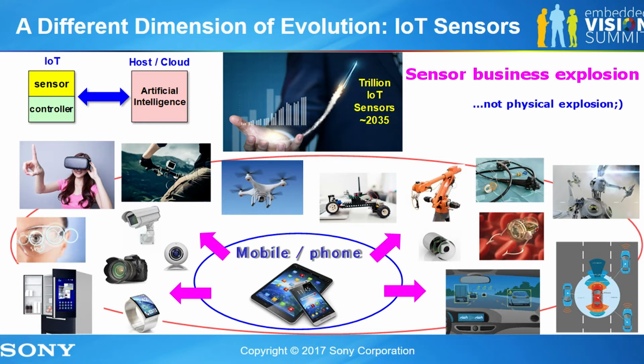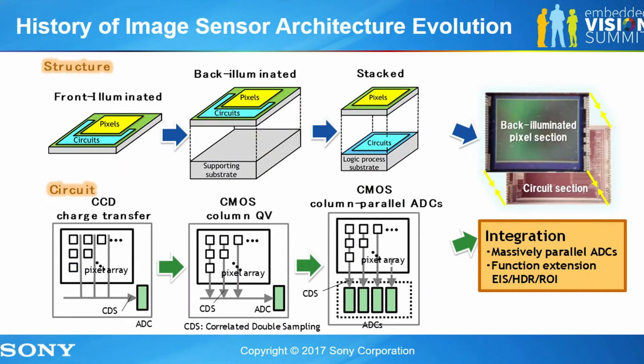Anyway, the important point is that we should leverage what we've done in the mobile market. You can see the established ecosystem. We leverage that ecosystem and bring it to the IoT world to enable our future. So this is the last introduction slide, sorry, a little bit long: the history of the image sensor architecture evolution. I won't go into the details, maybe it's boring, and the message here is integration in the image sensor.